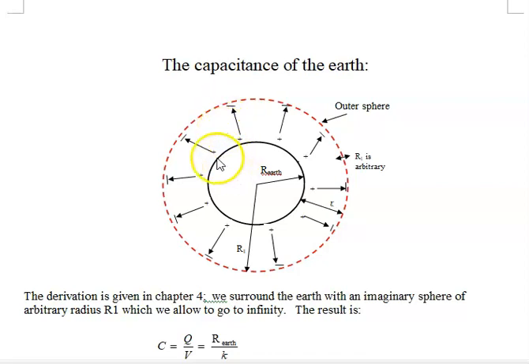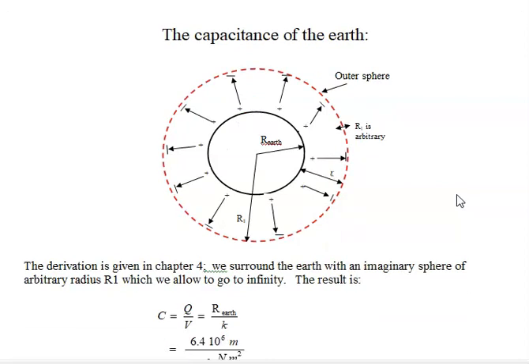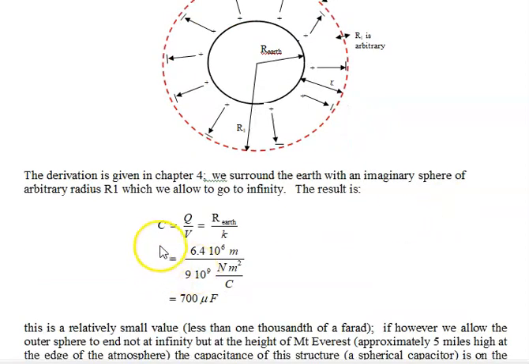So we have a positive voltage on the Earth and a negative voltage on this imaginary outer sphere. The details of the structure and the calculation are given in the text. I'm just going to give the answer here, the result. And we find that the capacitance is equal to the charge on the Earth, which is equal to the charge on this outer sphere, divided by the voltage, and that is only a function of the structure.